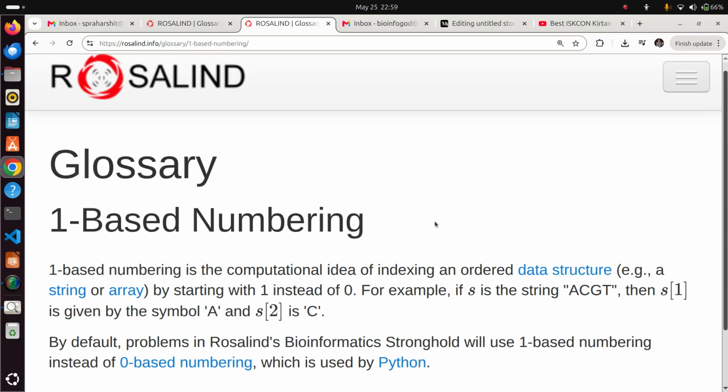And most importantly, one-based numbering is usually used in CRAN-R, the Comprehensive R Archive Network, for biostatistics programming.